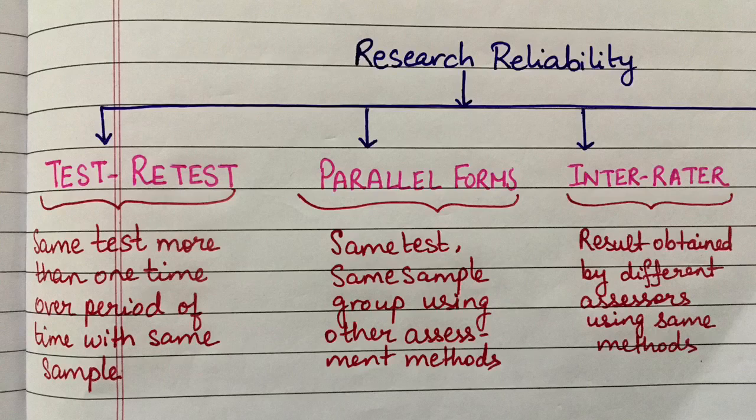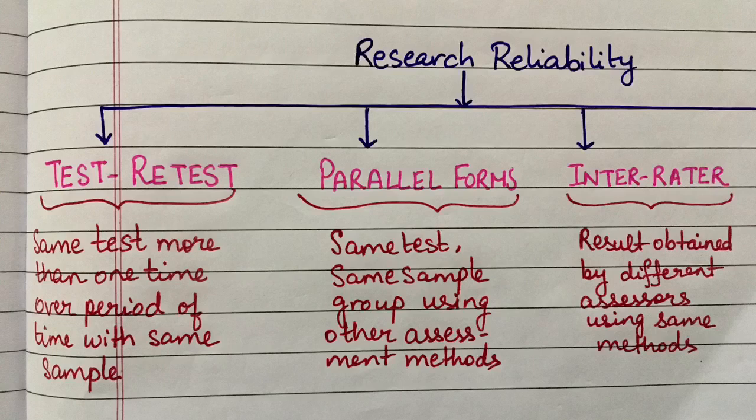The first one is test-retest reliability. It relates to the measure of reliability which is obtained by conducting the same test more than one time over a period of time with the participation of the same sample group. To cite an example, employees of a certain company are asked to complete the same questionnaire about job satisfaction, and this questionnaire will be administered two times with an interval of one week.